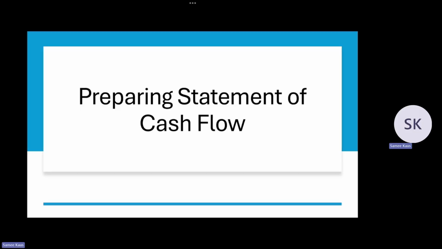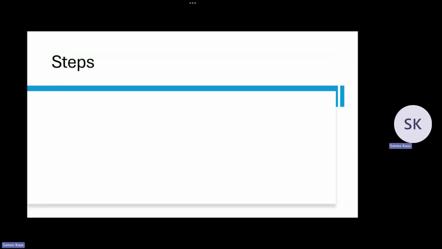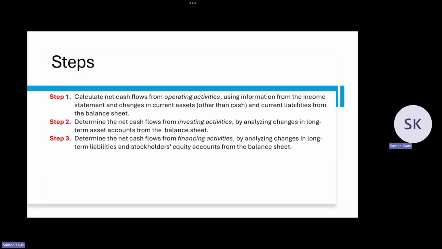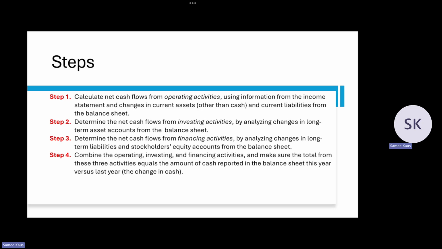Welcome back. Let's go ahead and prepare a statement of cash flow. So do you guys remember where we said that we went to get the information to prepare our statement of cash flow? Okay. Well, the first thing that we're going to do, I guess I should tell you the steps before we just start doing, is that we're going to calculate the net cash flows from operating activities.